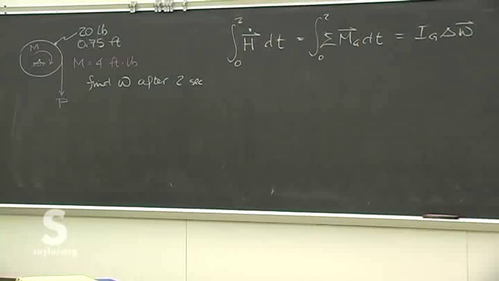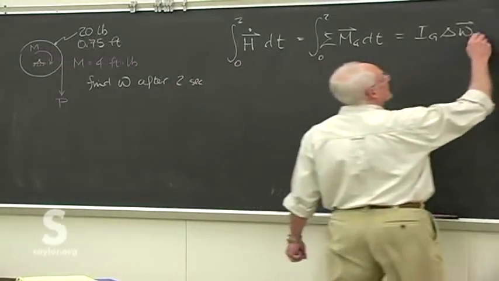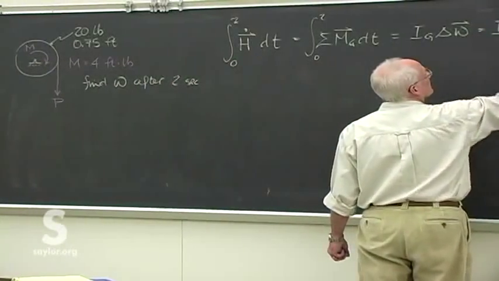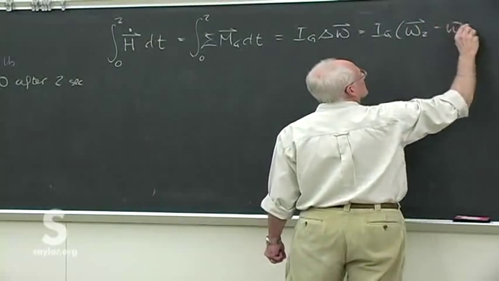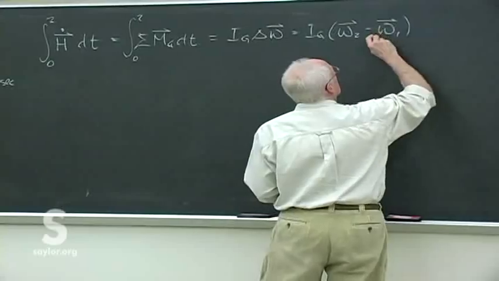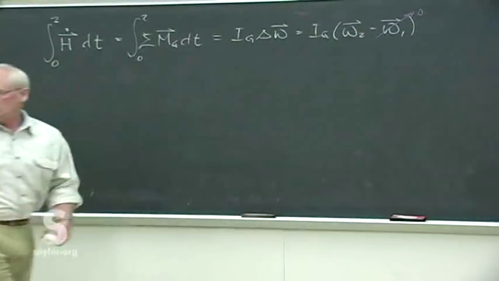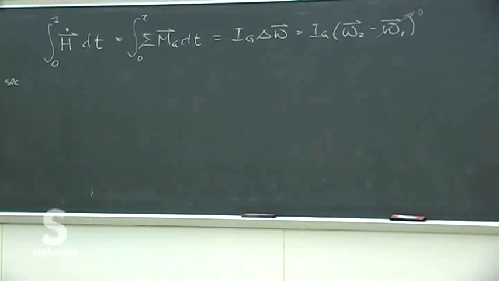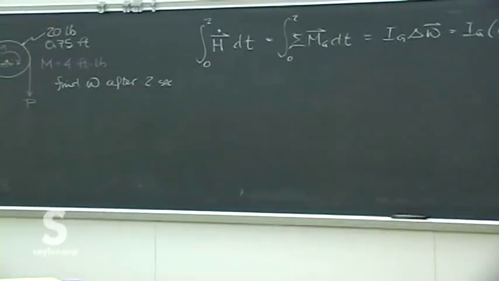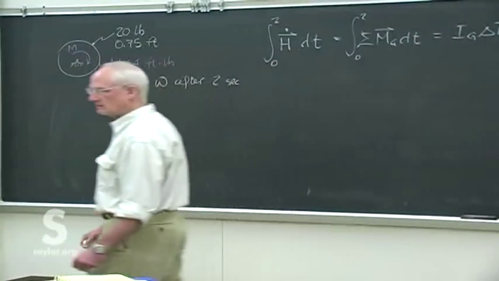Okay, so got all the parts. All we're looking for is this last little bit. Solve for the omega 2. And since it's a two-dimensional problem, we don't really need to consider the full vector form. It'll suffice just to put a plus or a minus on the direction of rotation and the direction of the moment. So take a second and knock that one out. Go.